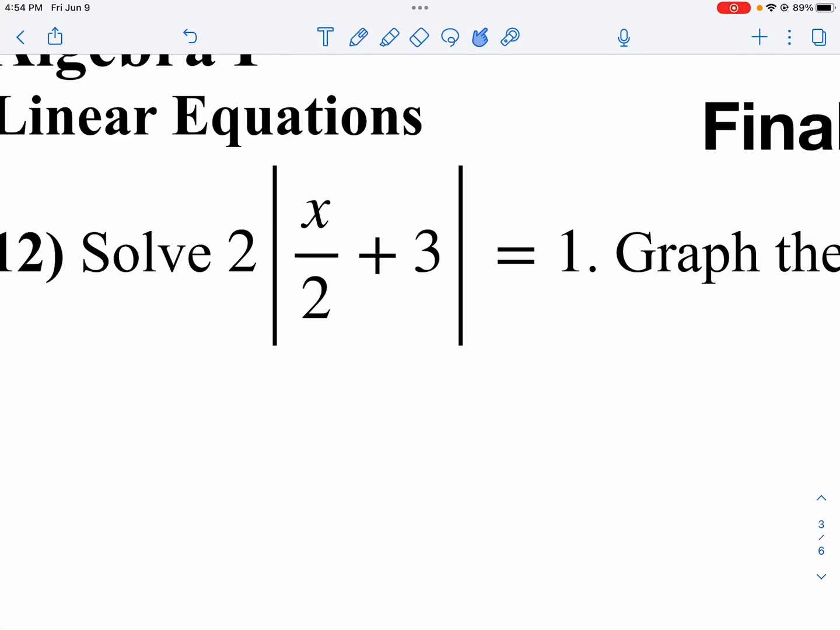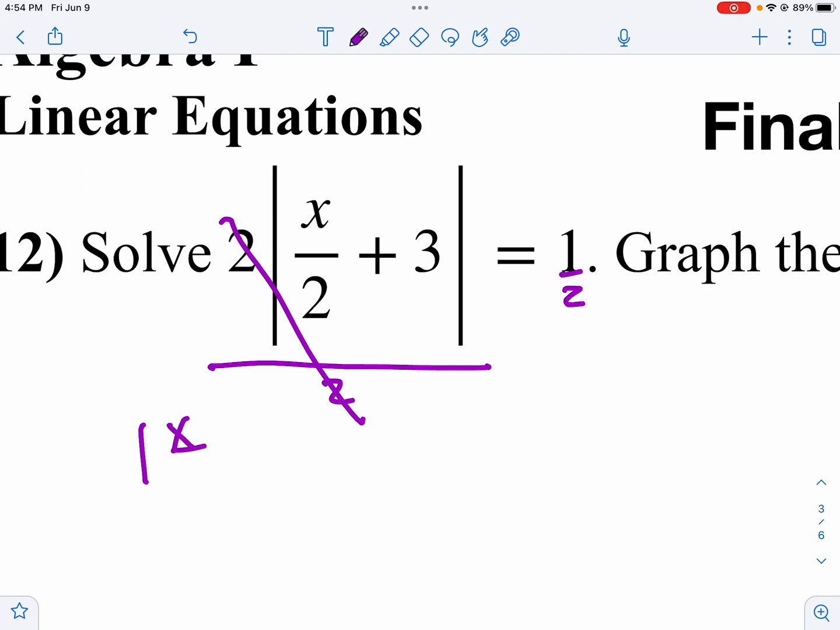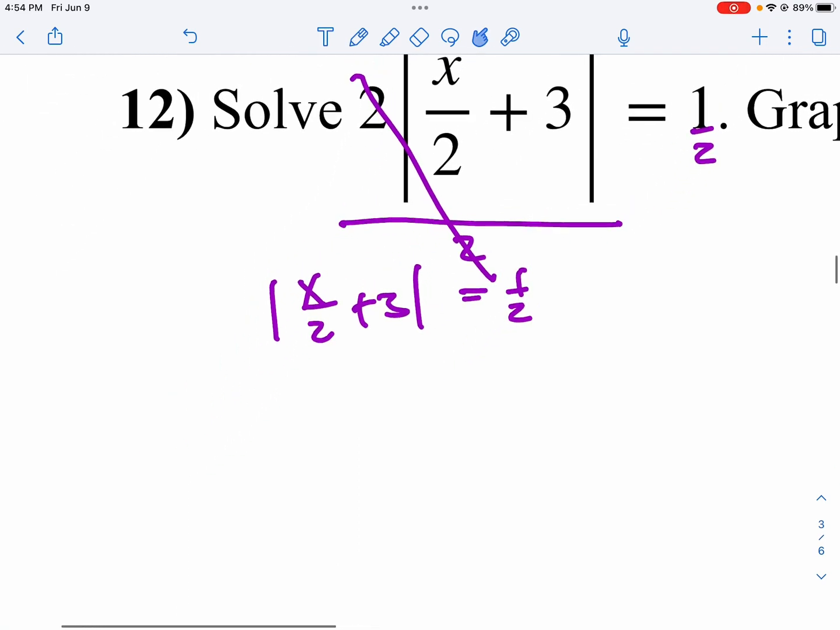Okay, on question number 12, I'm sorry. Remember, to solve an absolute value equation, the first thing you do is isolate the absolute value. You got to get the absolute value by itself first. So notice we're multiplying the absolute value by 2, so I'm going to divide both sides by 2. So then we get the absolute value of x over 2 plus 3 equals 1/2. Now, to get rid of the absolute value, that's where we make our two cases.